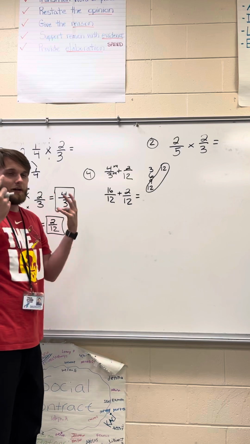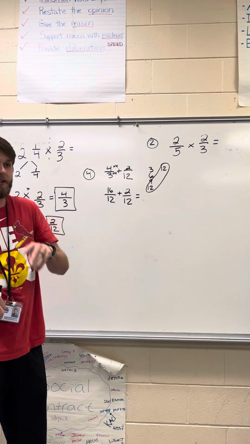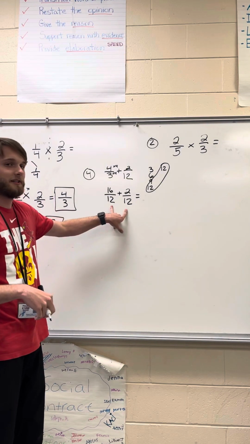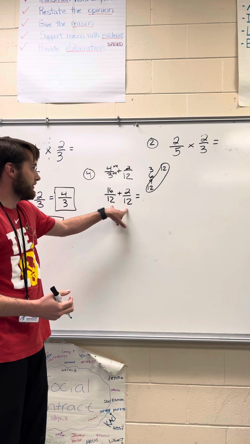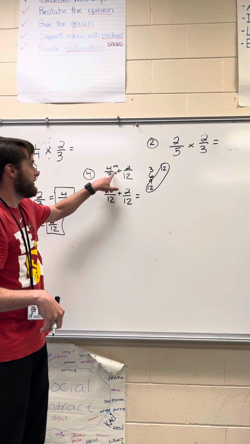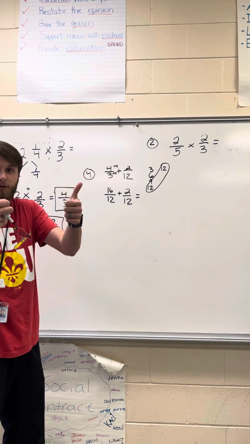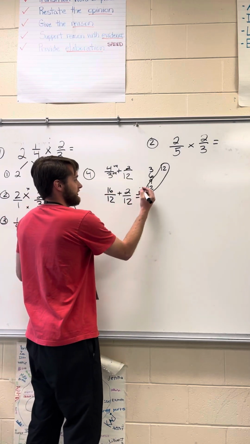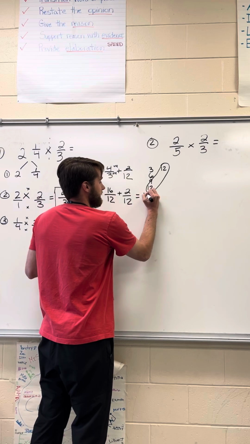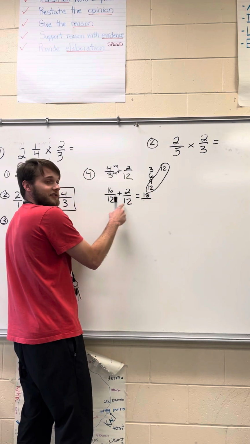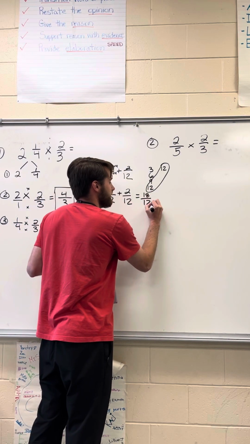Okay, now here's where I check myself. Before I do my third and final step, I ask myself, do I have common denominators? Yes, I do. Did I multiply the bottom and the top by the same number? Yes, I did. So then I'm good to add. So 16 plus 2 is 18. My denominator stays the same, so it's just 18 twelfths.